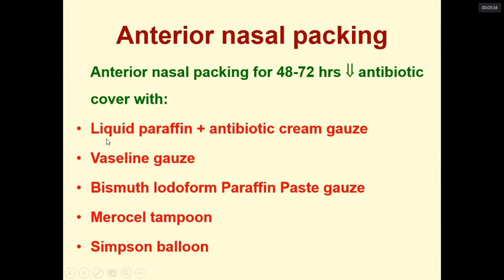So there are different methods, right? You can use liquid paraffin and antibiotic cream gauze, Vaseline gauze, bismuth iodoform paraffin paste gauze, Merocel tampon, and Simpson's balloon. Right? So in an emergency, what you can do is take the ribbon gauze. Ribbon gauze is found in all emergencies everywhere, right? You take the ribbon gauze and some antibiotic cream, using mupirocin or fusidic acid or anything, and you lubricate that ribbon gauze well.